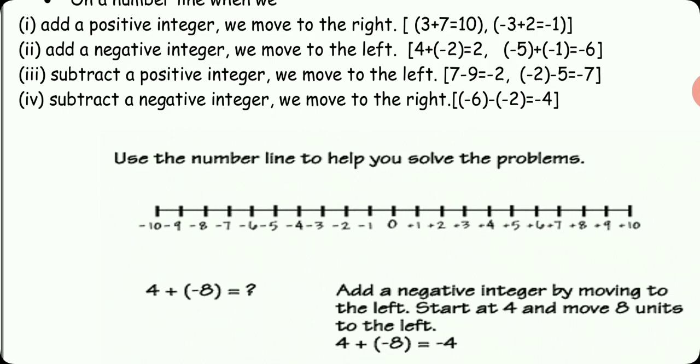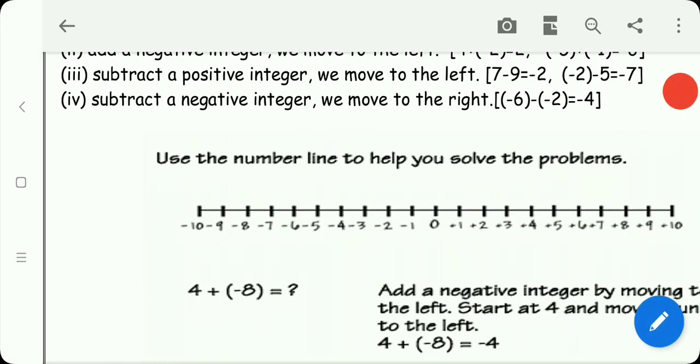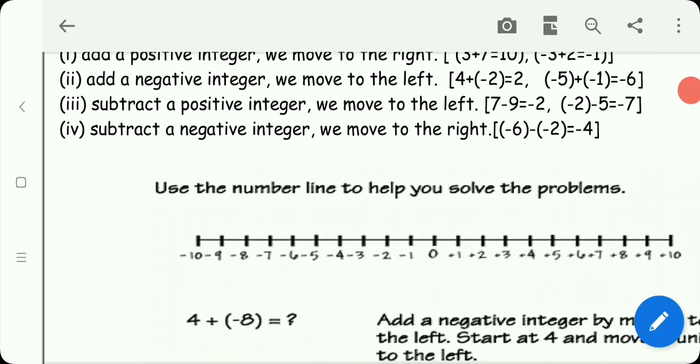Now, second, when you add a negative integer, you have to move towards the left. For example, you have to add minus 2 with 4. That is 4 plus minus 2. The original number is 4 and you have to add minus 2. So what is the result? Since you are adding negative integers, on the number line, you have to move towards the left.